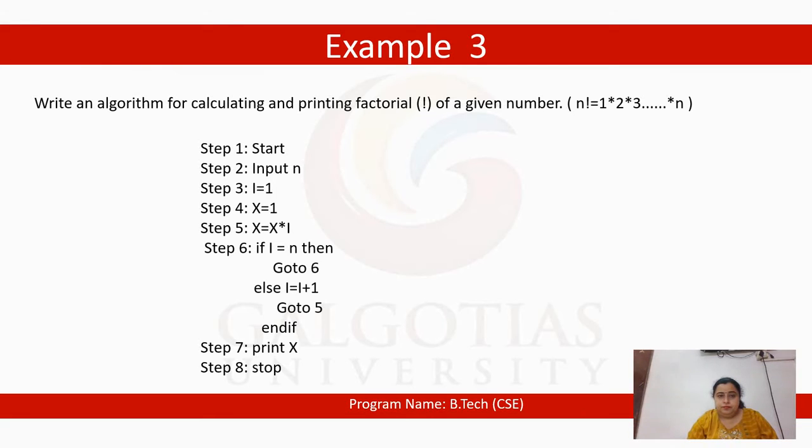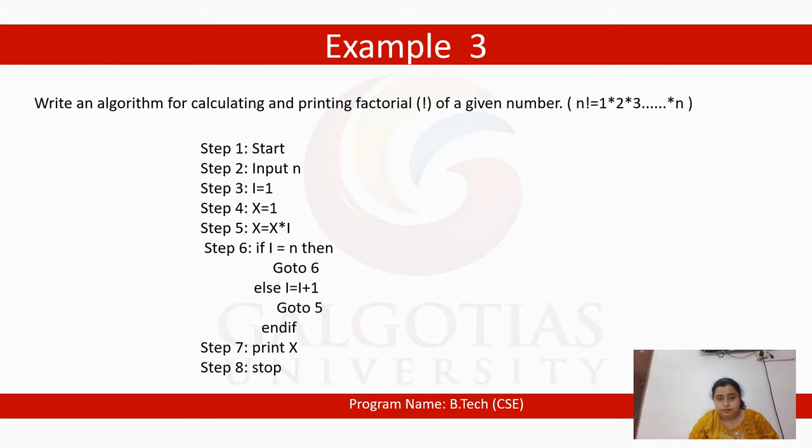Let's pick up another algorithm for printing the factorial of a given number. We already know that if we want factorial of a given number, a factorial is basically starting from 1 multiplying till n. If I'm finding 3 factorial, so 3 factorial is 1 into 2 into 3. If I'm finding 5 factorial, it is 1 into 2 into 3 into 4 into 5. So we need to multiply all the numbers that come before the number for which we are finding factorial.